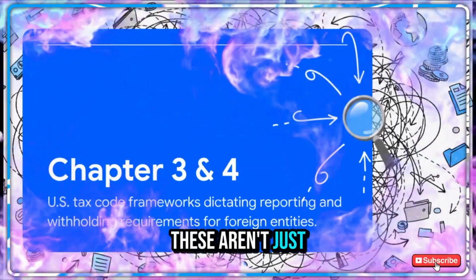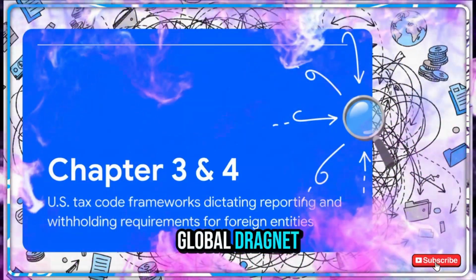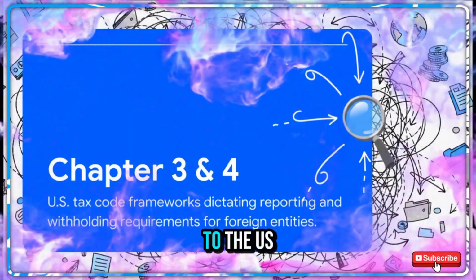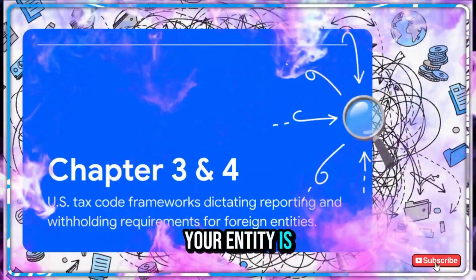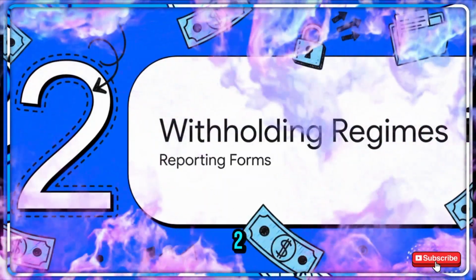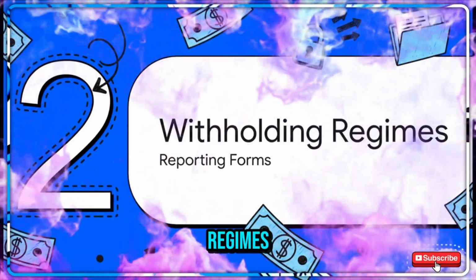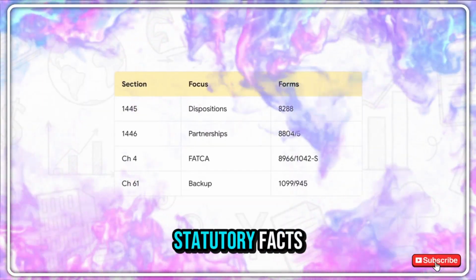These aren't just local administrative rules, right? They act as this massive global dragnet designed to track capital flows back to the US, demanding strict adherence regardless of where your entity is physically headquartered. Moving right along to Section 2, Withholding and Reporting Regimes. Let's cleanly map out these dense statutory facts.